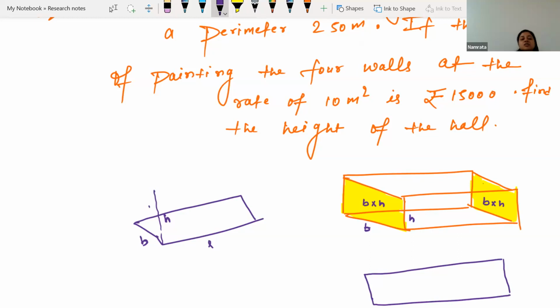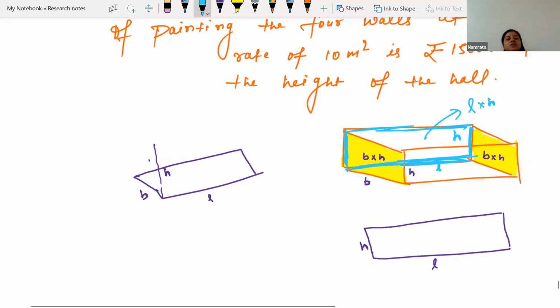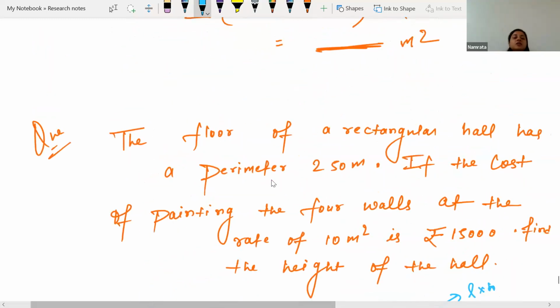Here the back wall has what measurement? Length is there and height is there. Can you see length is utilized in the back wall? I'm talking about this sky rectangle. What will be the area of that sky rectangle? Here length is there and height is there. So this sky rectangle will have length into height. Are you able to understand? Yes, ma'am. So on the basis of this knowledge only, we can go ahead and solve the question.